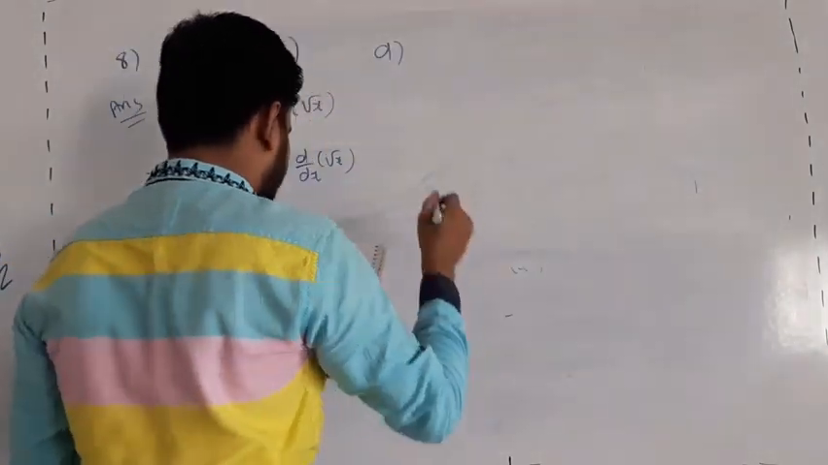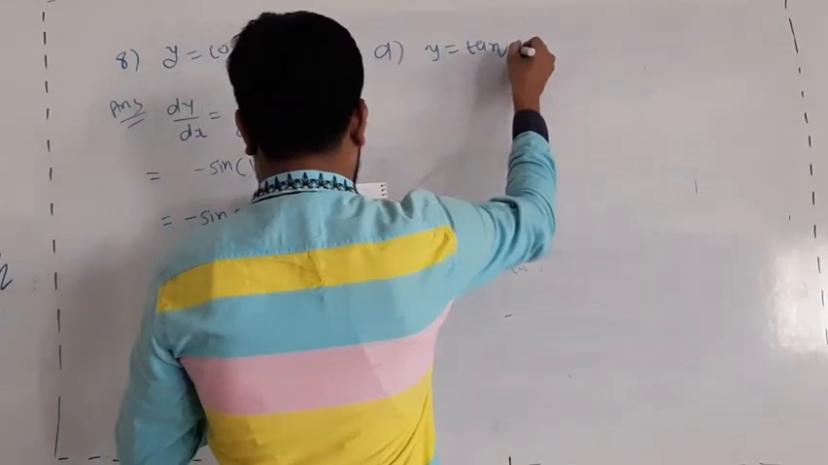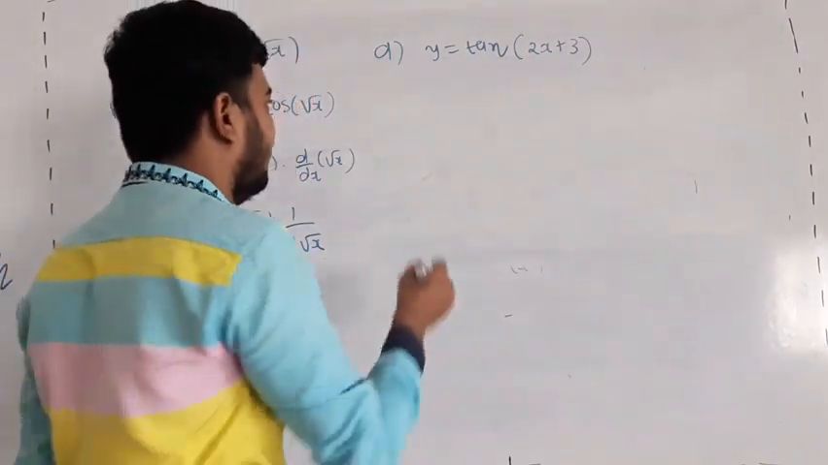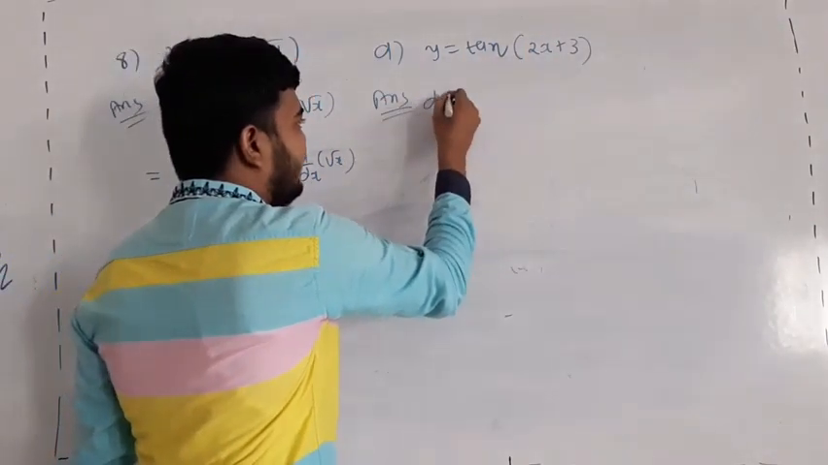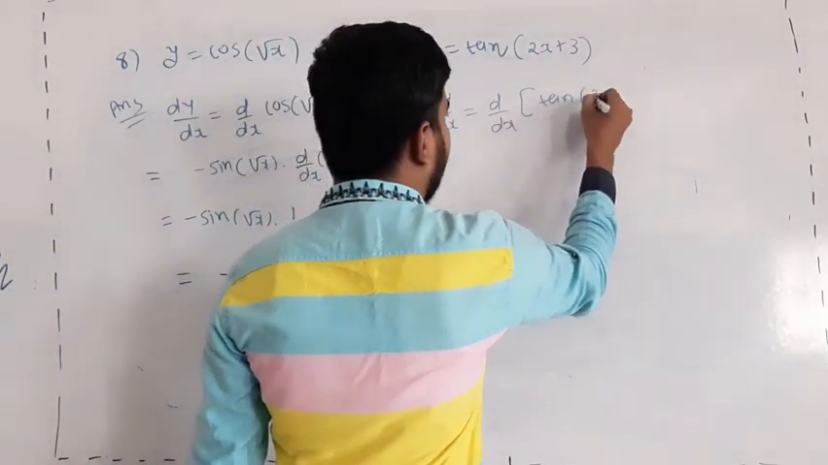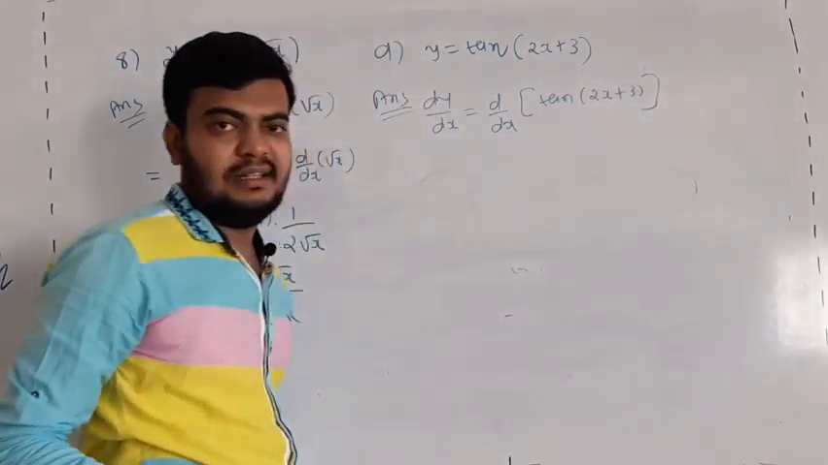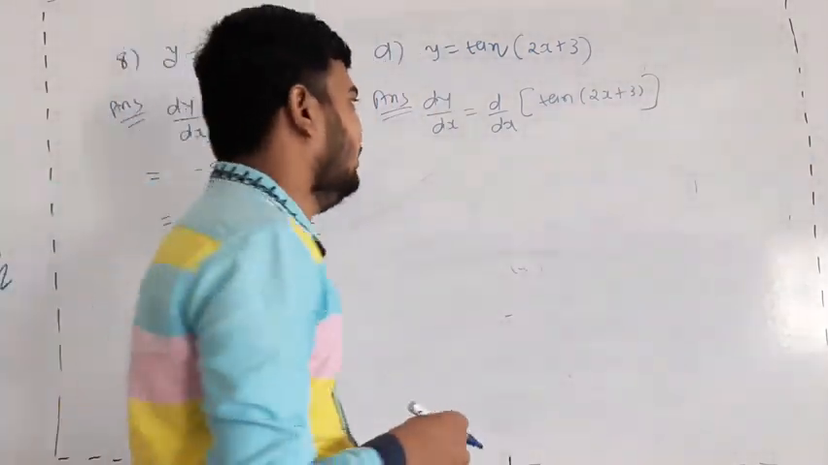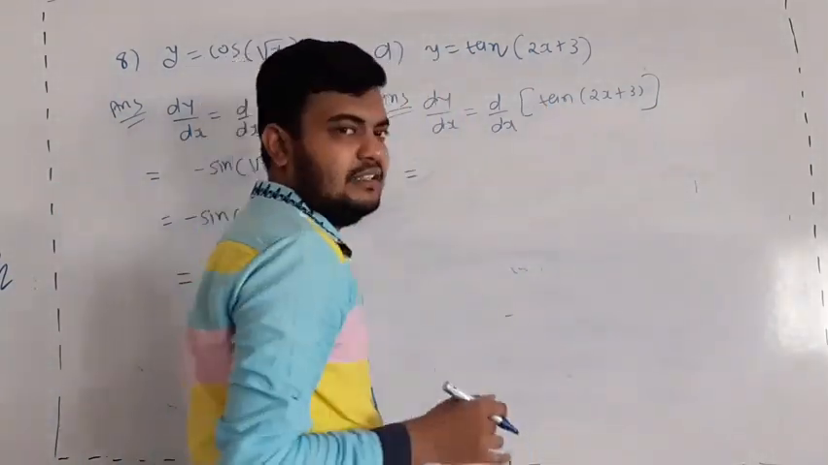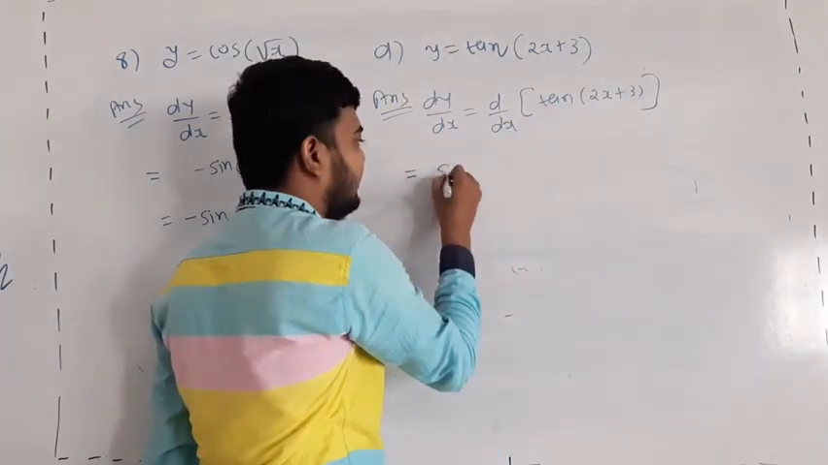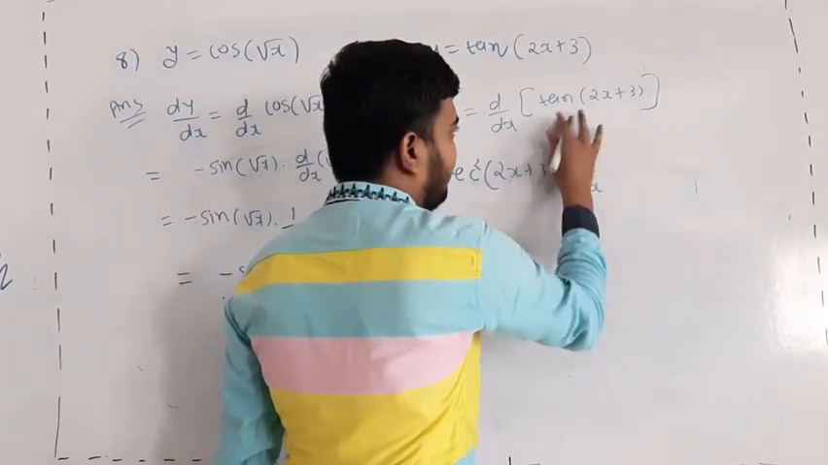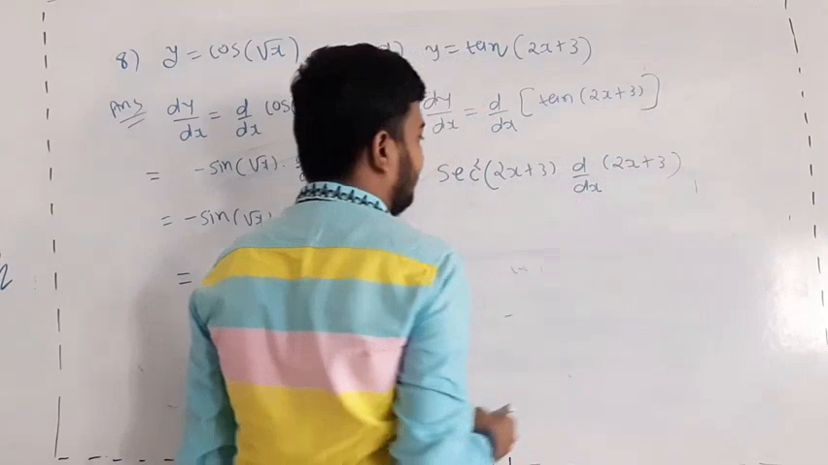Ninth one is y is equal to tan of 2x plus 3 and we want to find dy by dx. So dy by dx is equal to d by dx of y. Put the value of y here. Here the outermost function is tan and there is no power on the outermost function, so it is a very easy sum. The derivative of tan is sec square, the angle stays the same, and now the derivative of the inner function 2x plus 3.